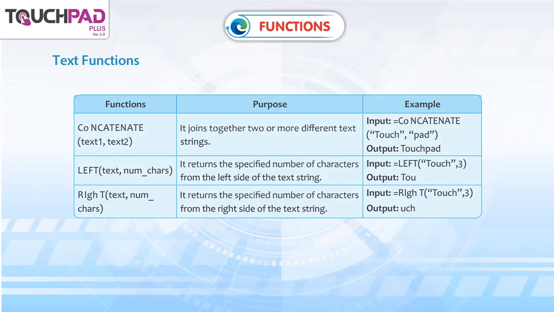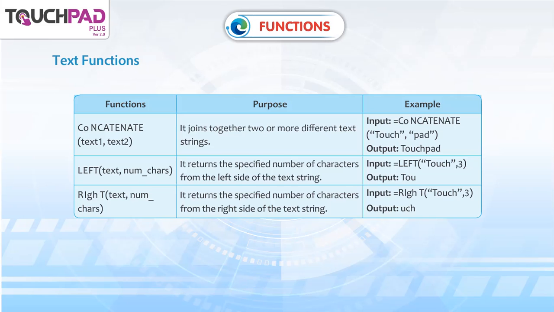CONCATENATE(text1, text2). It joins together two or more different text strings. Input: =CONCATENATE("Touch", "pad"). Output: Touchpad. LEFT(text, number_chars). It returns the specified number of characters from the left side of the text string. Input: =LEFT("Touch", 3).